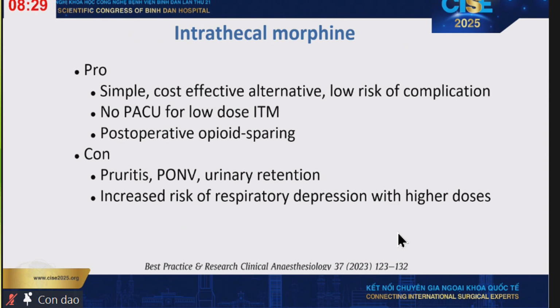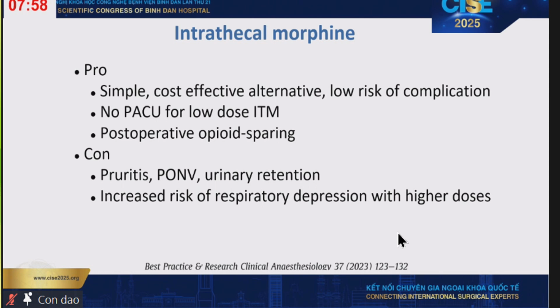Intrathecal morphine. Intrathecal opioid administration is highly effective for postoperative pain management. The technique is simple, has a low failure rate, is cost-effective, and has relatively few complications. Low dose of morphine, up to 150 micrograms, does not increase the risk of respiratory depression compared to systemic opioid administration, and does not require continuous monitoring in the postoperative unit.